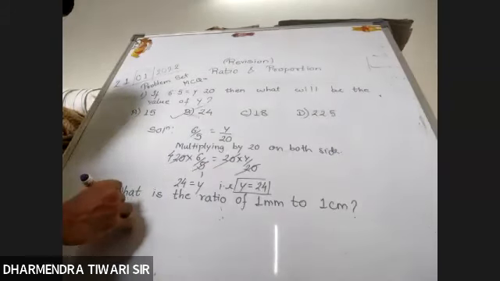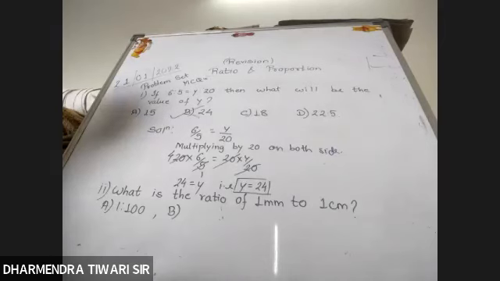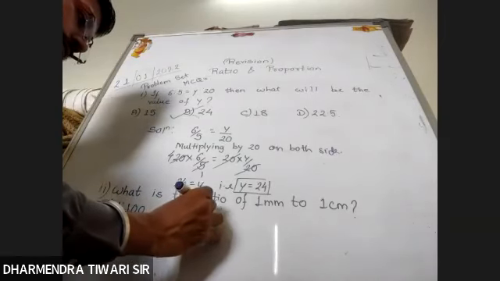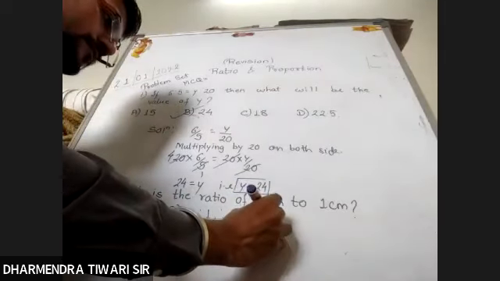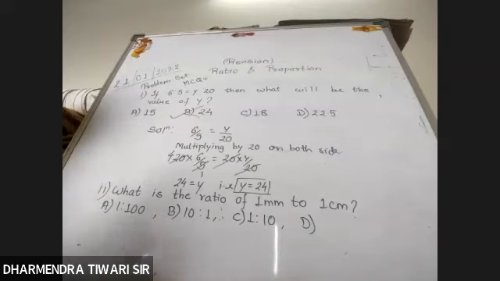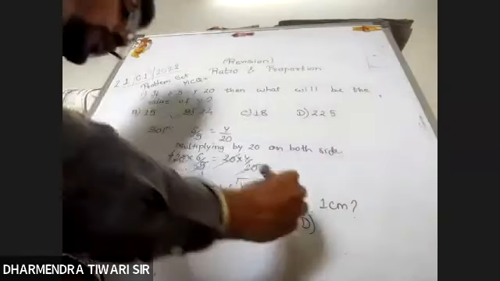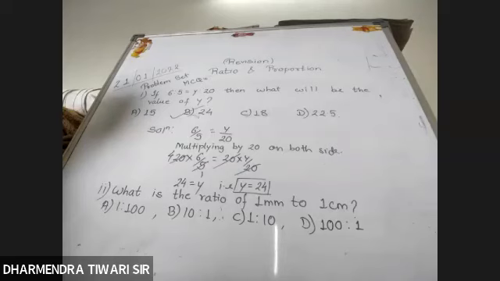So options are: first option 1:100, second option 10:1, third option 1:10, and fourth option, sorry, 100:1. Now, which option is correct? First of all, we should know the relation between centimeter and millimeter. We know that 1 centimeter is equal to 10 millimeters.